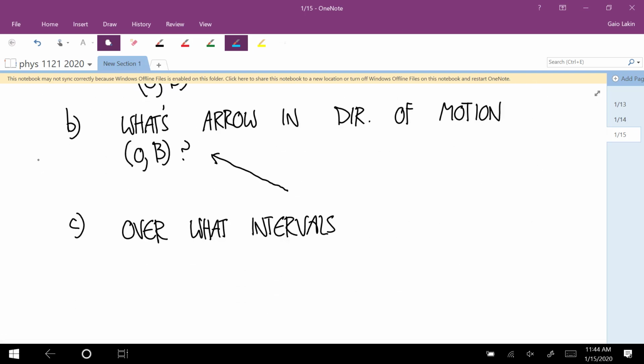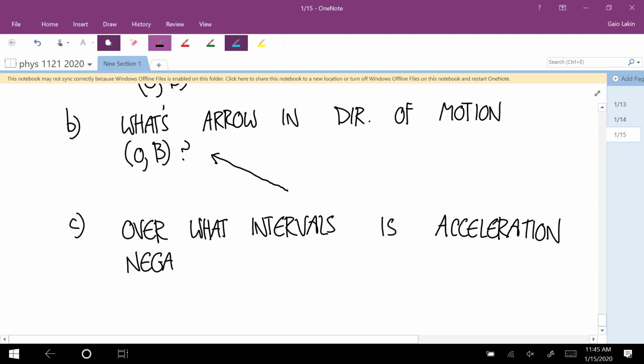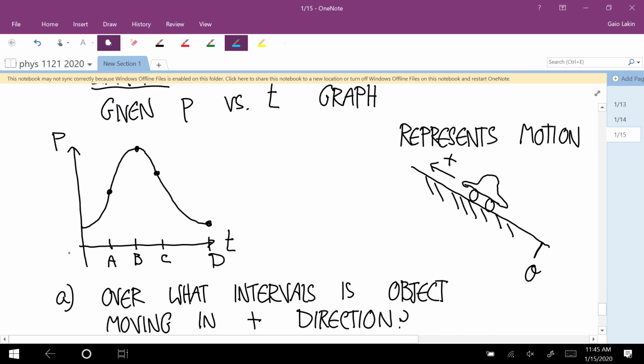Okay, so now over what intervals is the acceleration, let's do negative on this one. Yeah, so we're looking for places where it's concave down. And so it's going to be from the inflection point at A to the inflection point at C. Okay, everywhere else it's concave up.